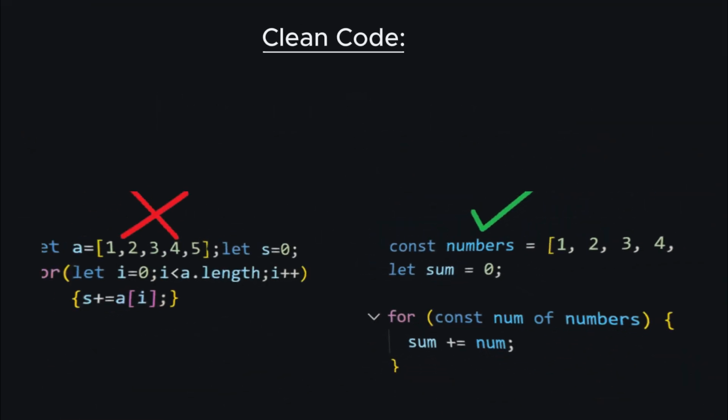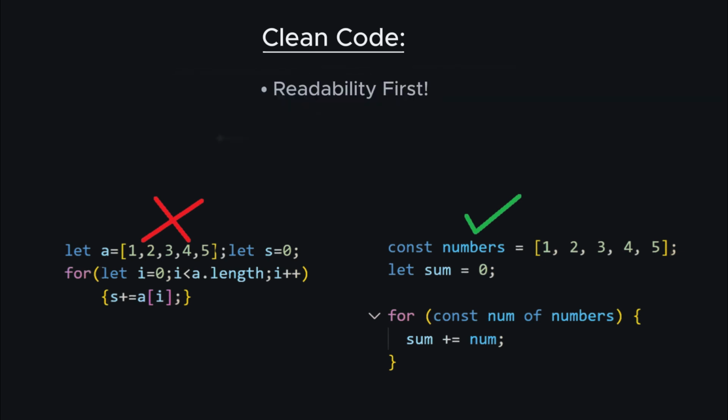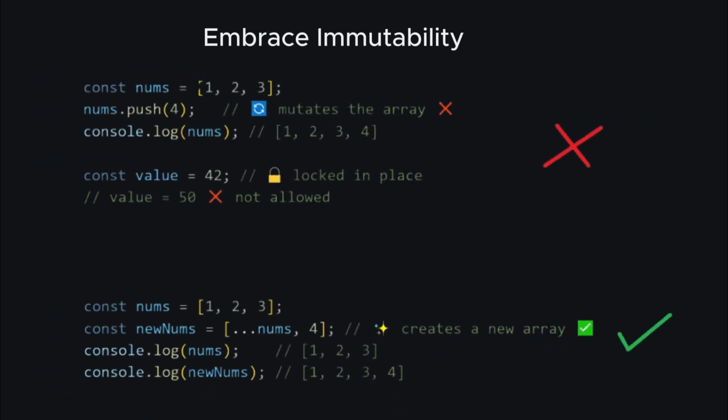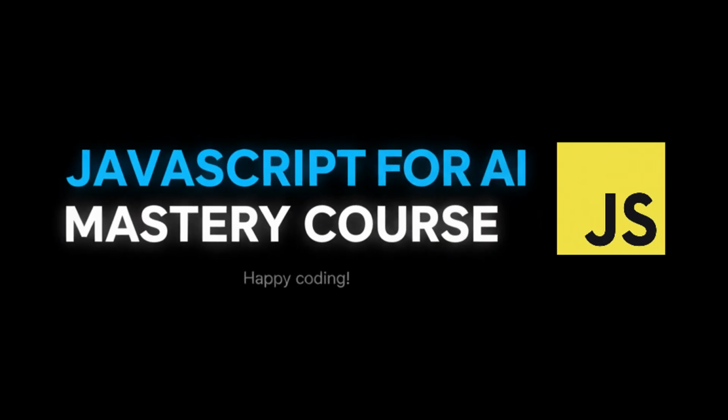Clean code principles are vital. Prioritize readability, use meaningful names, and create small, single responsibility functions. Embrace immutability. Favor non-mutating methods and const to prevent unexpected side effects, and make your code more predictable. That's a wrap on this crash course.